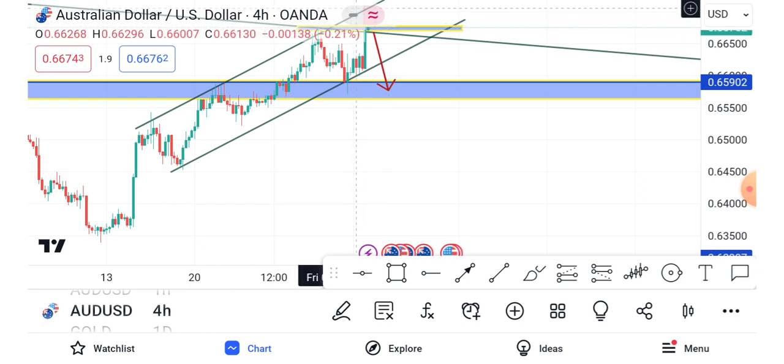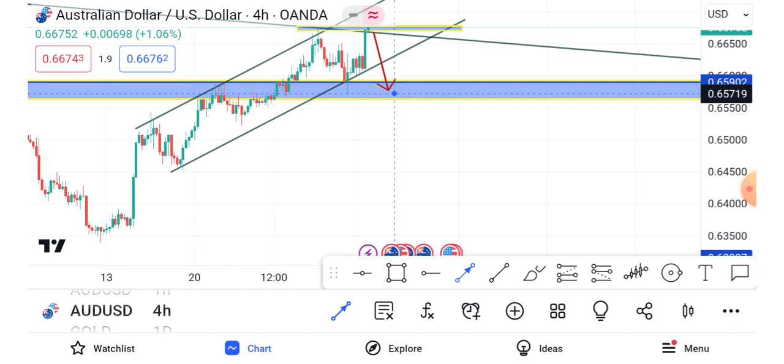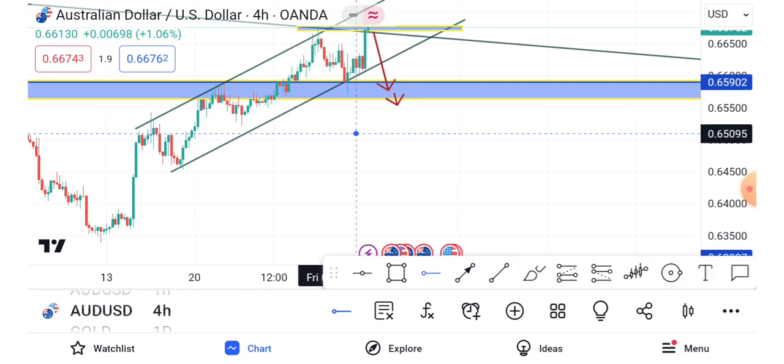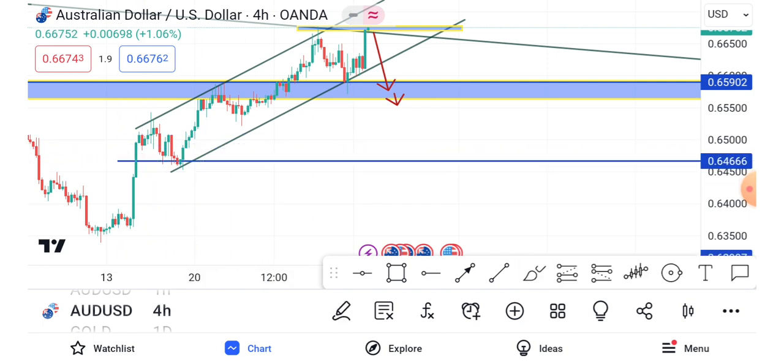But should the market fail to cross above this and give us some kind of a bearish candlestick pattern, then we know for sure that we are going for sells. And should the market close below this area, we know for sure that we will be looking for selling opportunities up to this point.